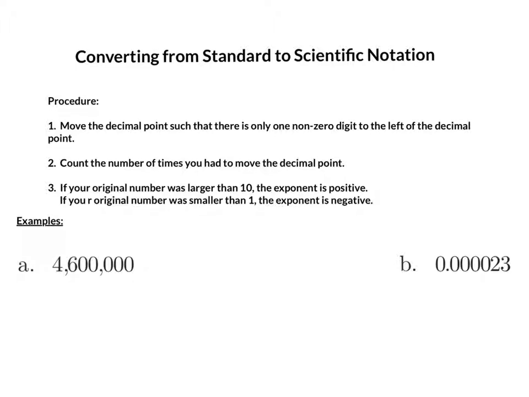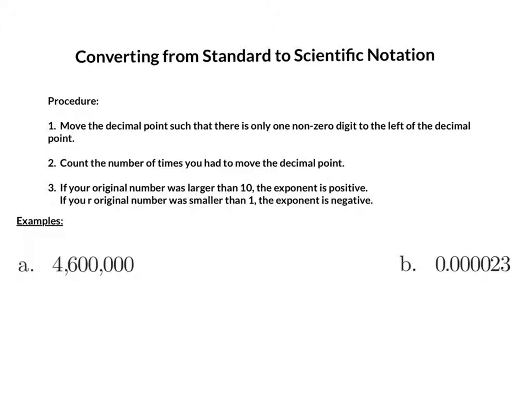Let's now talk about converting from standard to scientific notation. The first thing that we want to do is we want to move the decimal point so that there is only one number in front of the decimal point. Remember that your number has to be between 1 and 10.